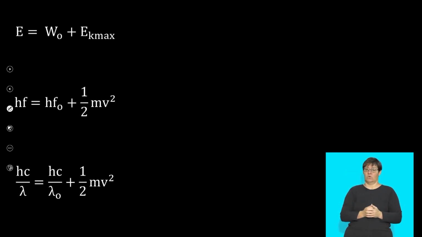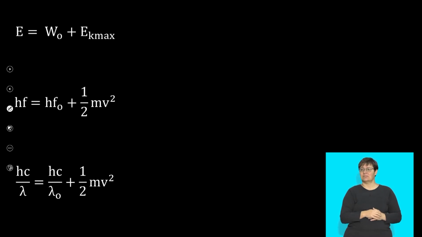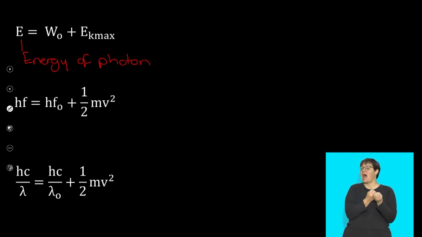Now everyone's just going, oh, this looks horrible. It's really not, okay? E, okay, I didn't write all of this in. This is the energy of the photon. So this tells me how much energy the photon has. I can calculate E by using hf, which is what we just showed you.